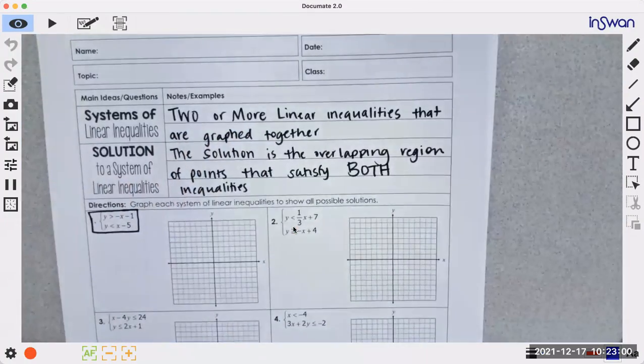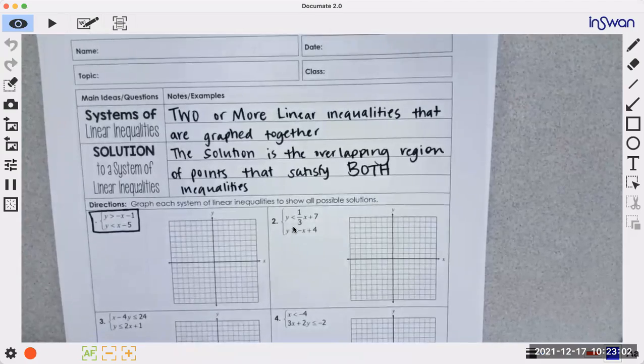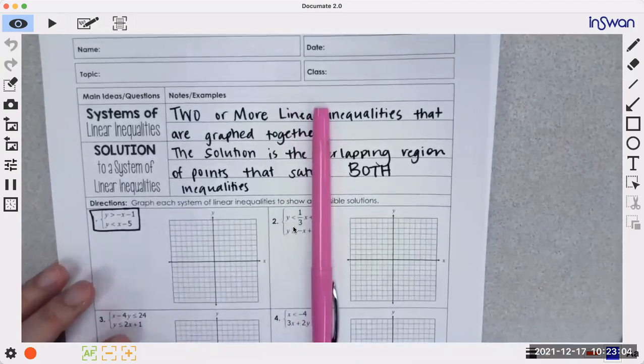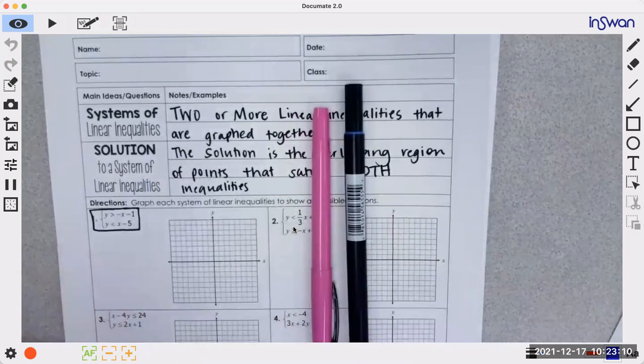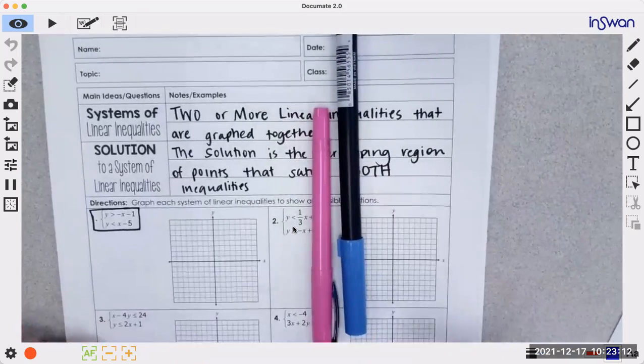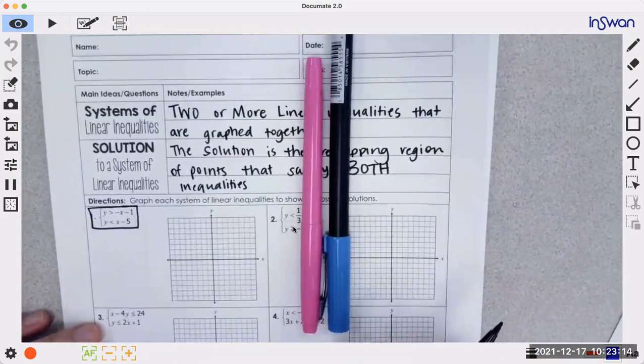Okay, so if you have colors with you, I think now is a good time to go ahead and look for two different colors that you have. That way you can organize your graph better when you're looking for the solution. Okay, that's the funnest part.